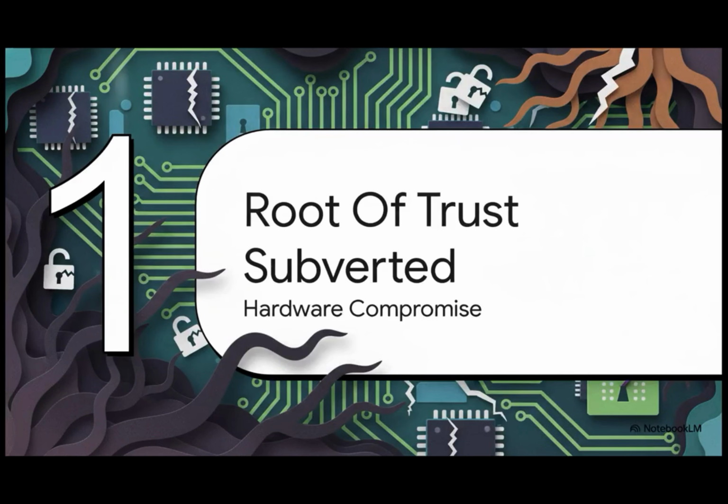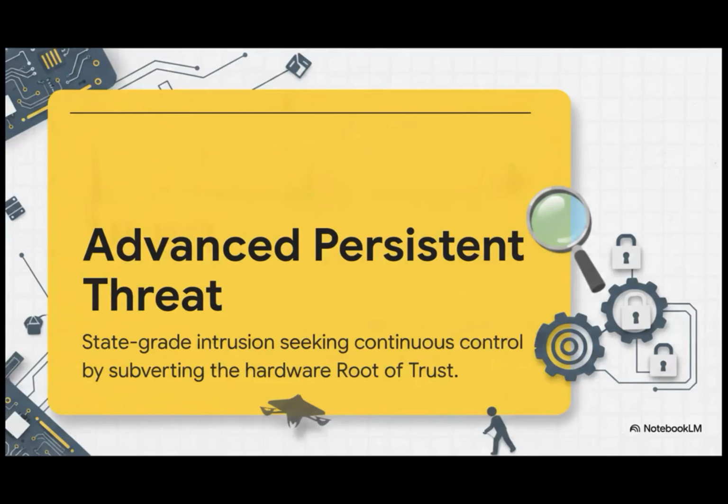Starting with Section 1, the root of trust subverted, focusing on the hardware compromise. To really understand what we're up against, the source gives us a very clinical definition of an APT. This is a state-grade intrusion that seeks continuous, silent control by completely subverting a device's hardware root of trust. Unlike typical ransomware that just wants to make a quick buck or immediately break your system to get your attention, an APT operates differently. It prioritizes absolute stealth and long-term dominance over the hardware. It wants to live there permanently without you ever knowing.